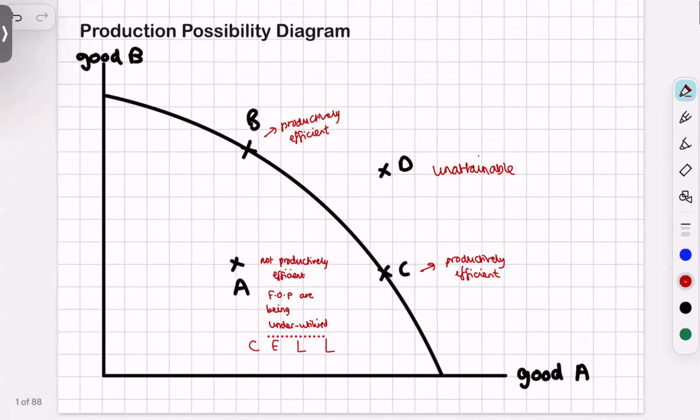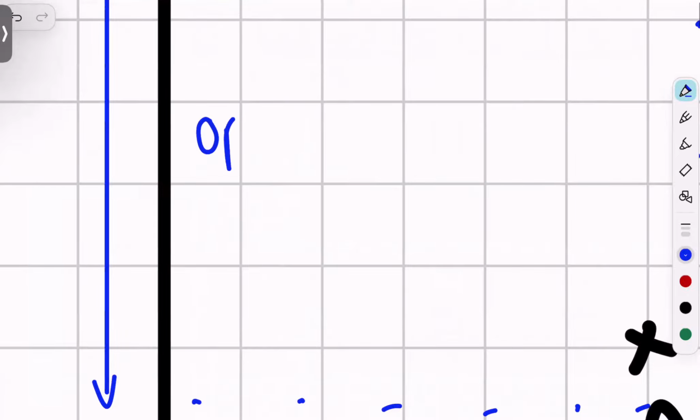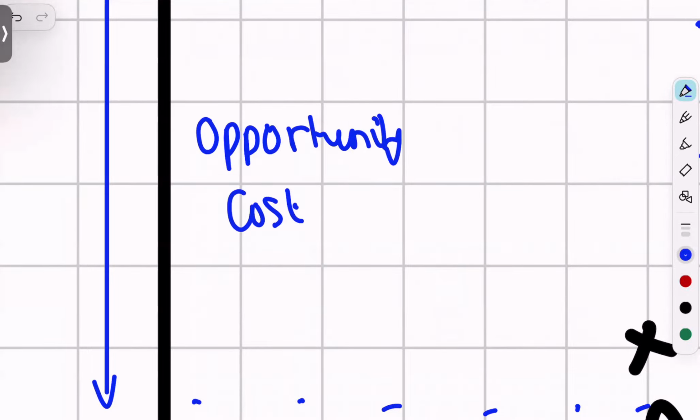Finally, point B versus point C. There's two things we have to know. One is that there's an opportunity cost. So the first thing is that if I was to move from point B to point C, which good am I producing more of? If you're moving from B to C, you're producing more of good A. Good. Therefore, do you agree that I'm giving up more of good B? Yeah. So this is the opportunity cost. I'm giving up some of good B to produce more of good A.